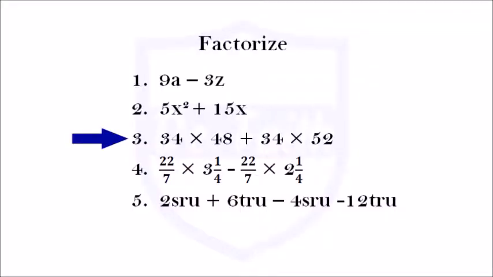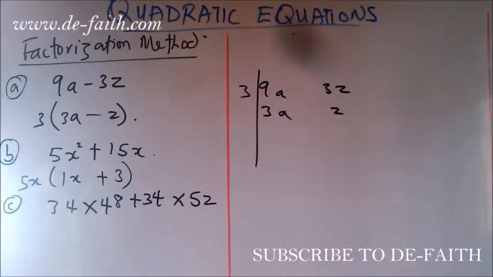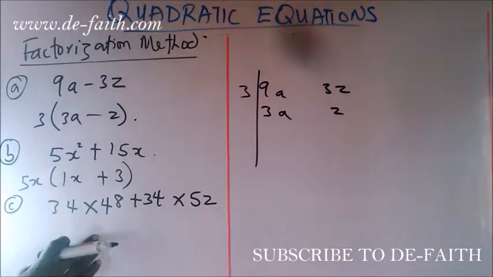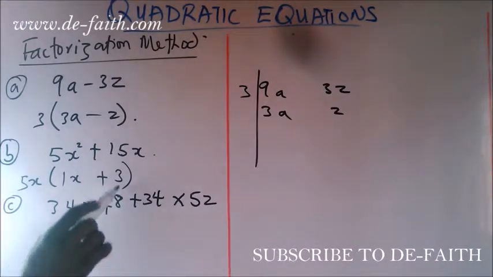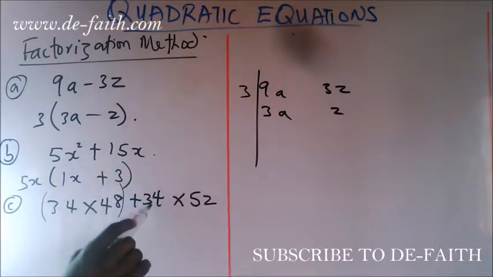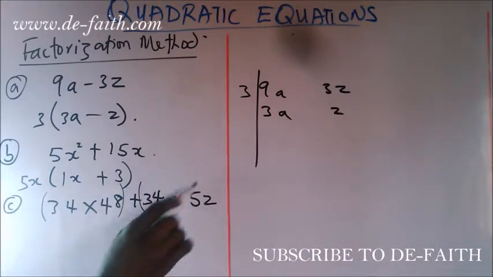Next, to factorize 34 times 48 plus 34 times 52. Now don't forget that we could solve this without factorizing. That is by multiplying 34 by 48, having your answer separately, plus 34 times 52, having your answer separately, then you add it. But this would mean a longer process. But when you go with factorization, it will be easier. For instance, 34 times 48, which has to be done first, then 34 times 52, which is done next.